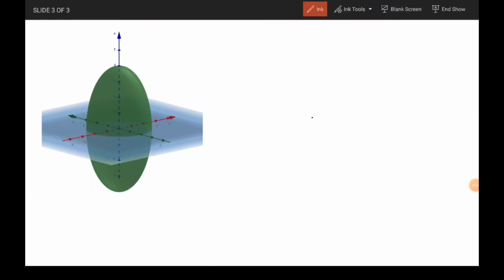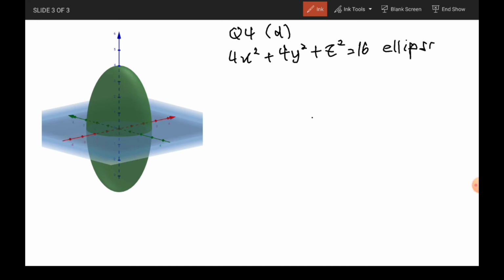Okay, the next example, this example is in the book, Q4D. The equation is x squared plus 4y squared plus z squared equals 16. If you draw this equation, you will get an ellipsoid. What is an ellipsoid? The picture is next to it. That is the ellipsoid.